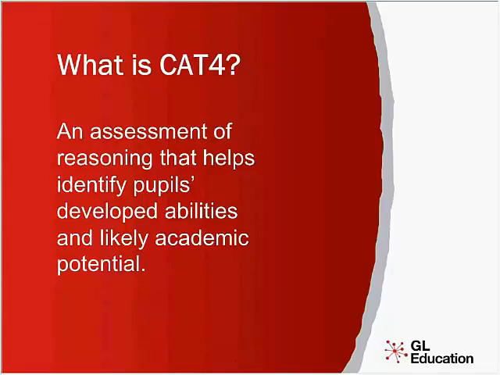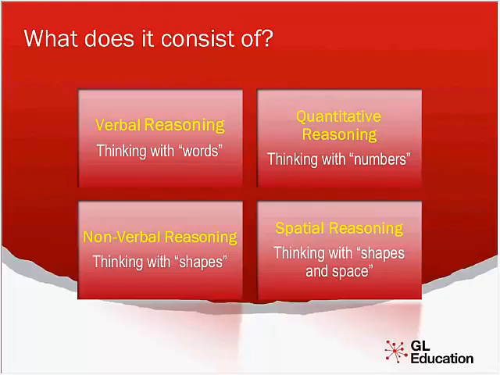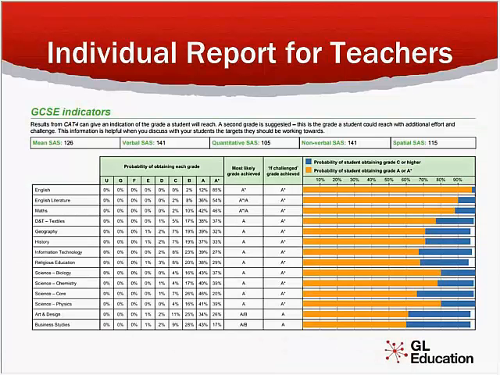It measures 4 key components, so 4 batteries as we term them. So that's the level to which a student thinks with words, the thinking with numbers, thinking with shapes, so that's non-verbal reasoning, and then the spatial reasoning is thinking with shapes and space. And there is a very strong correlation, not surprisingly, between spatial reasoning and success in the STEM subjects, science, technology, engineering, and maths.